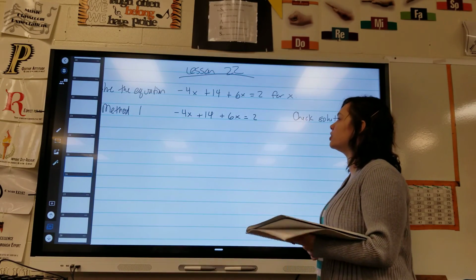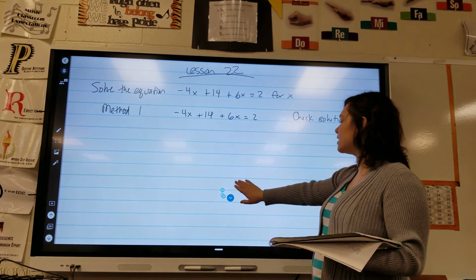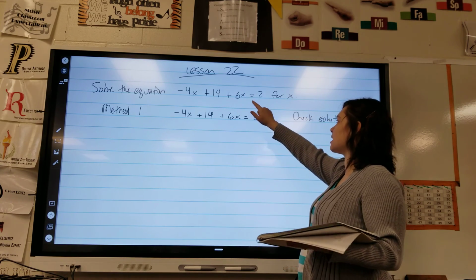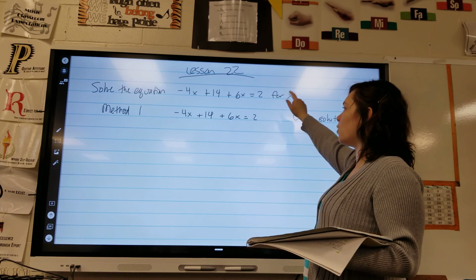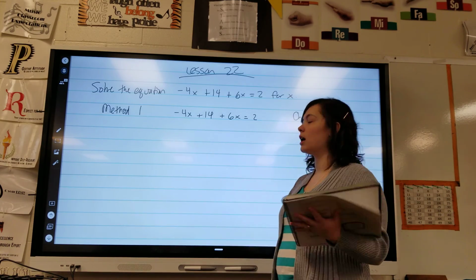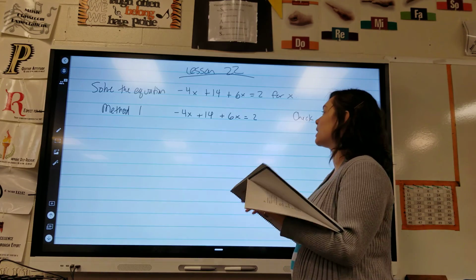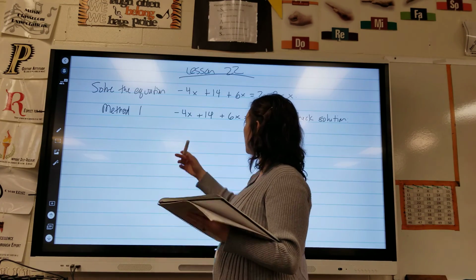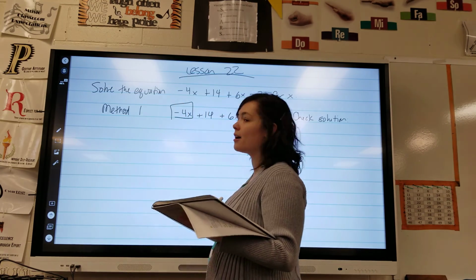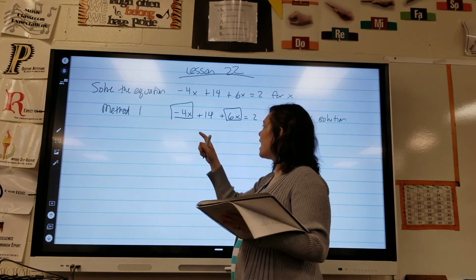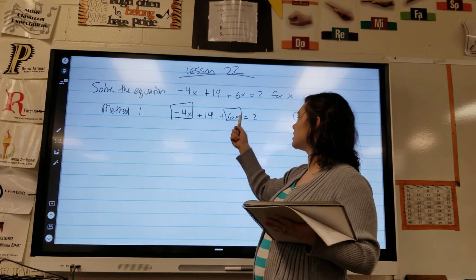So the first thing we're going to do is we're going to solve this equation. Negative 4x plus 14 plus 6x is equal to 20. So we're solving for x. The very first method that we're going to do is we're going to combine our like terms. Our like terms in this case, remember my square, triangle, circle method, is the x's. So I have negative 4x plus a 6x.